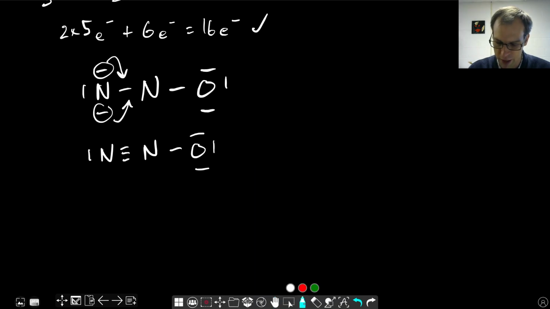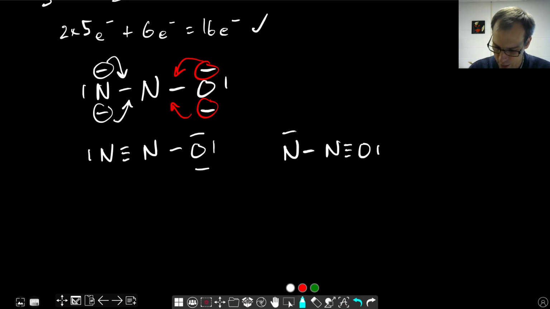We could do the exact same thing from the oxygen's point of view. So we could take these and use those to complete our octet. All right, so that would give us nitrogen with a single bond to nitrogen, the triple bond to oxygen. And this also gives us another resonance structure, so we'll write a resonance arrow here, that also satisfies the octet rule for all of our atoms.